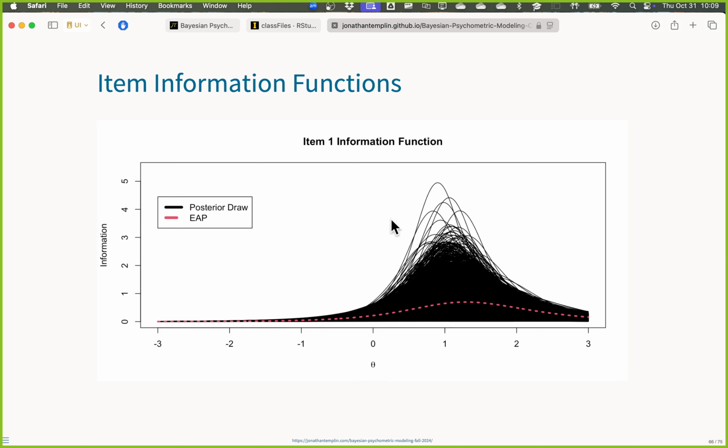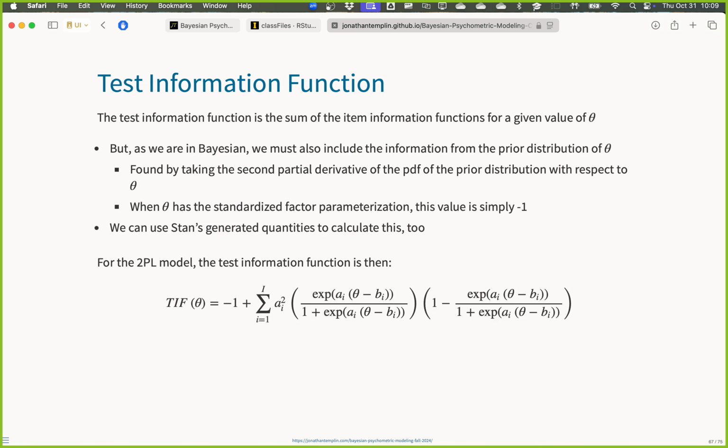The first question about what is the scale of information, that's a great question. If we look at test information, the way I used to describe this is the following.